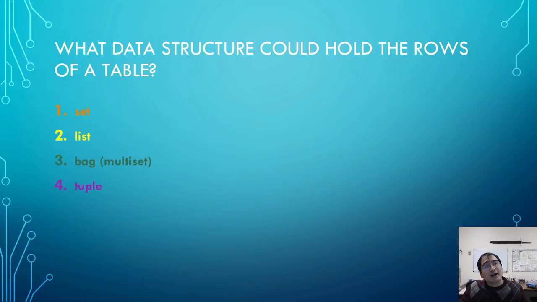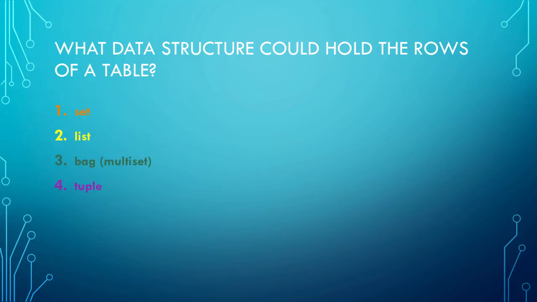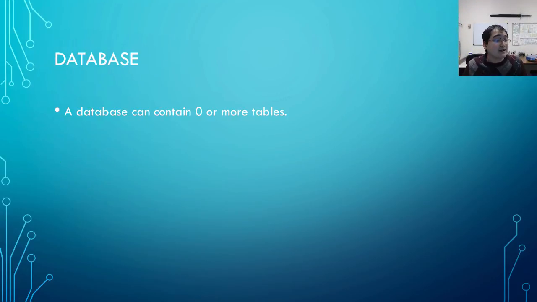The problem is that a tuple isn't modifiable, and so every time you need to make any sort of change to your table, you would have to basically make an entirely new table and copy across all the old values. So in reality, the best option here is probably the list. If you want to be super sophisticated, a multi-set. All right, so we talked about rows, we talked about tables. The next higher structure is talking about the actual database itself.